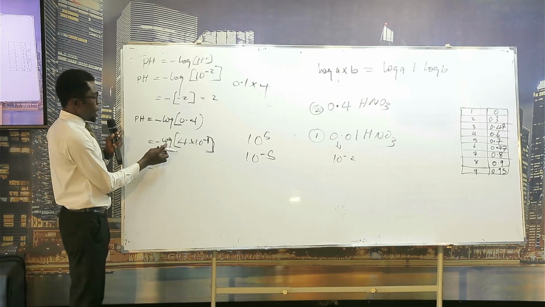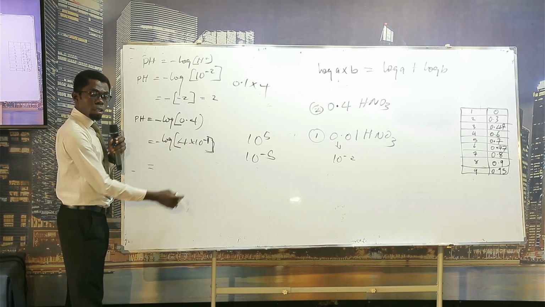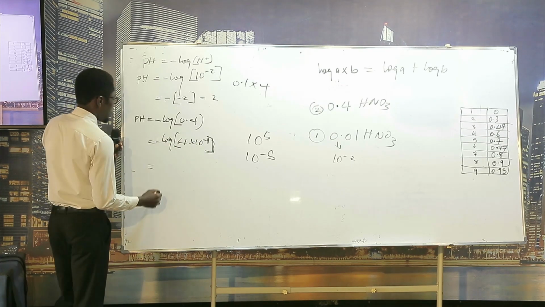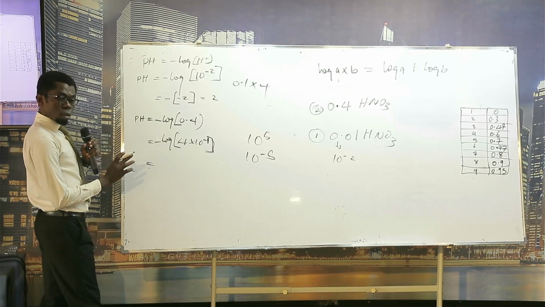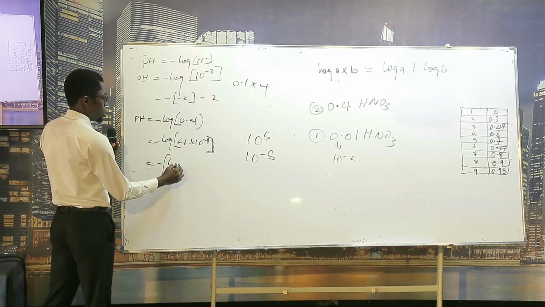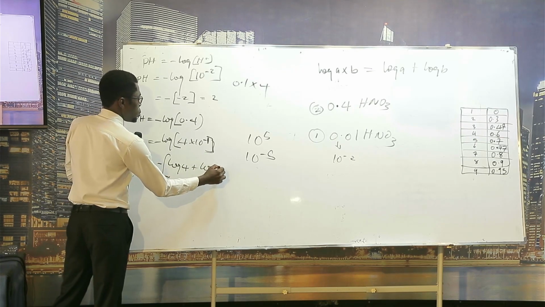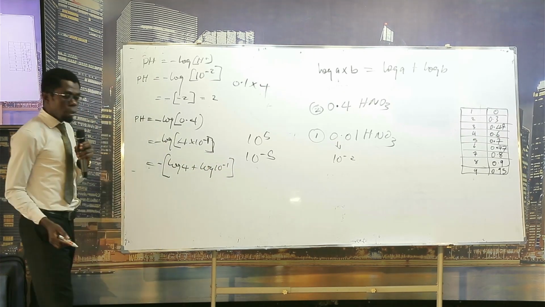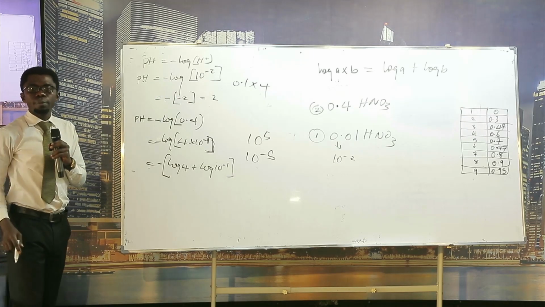Because here, we have 1 log, okay? We have A times B, isn't it? That will give you our minus log 4 plus what? It's in the same spirit as this thing there.